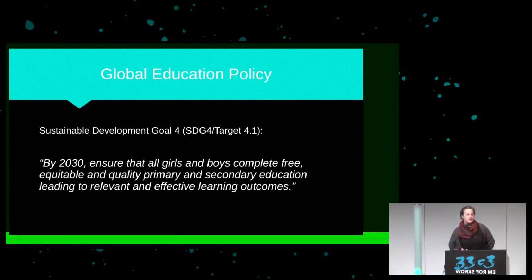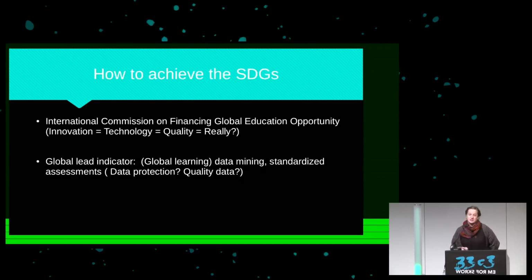Just to give you some background on what's going on in the global policy sphere: the UN adopted the Sustainable Development Goal with a focus on education, which is great for the first time. But obviously, there's also a lot of for-profit interests from companies, and I will now focus on technology and how this takes shape.